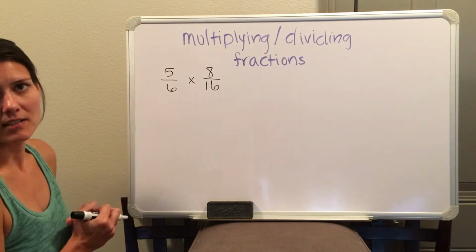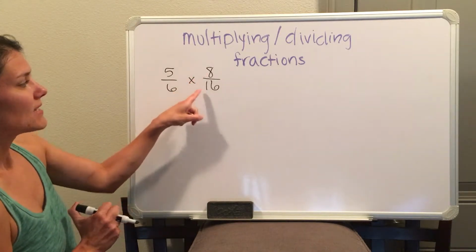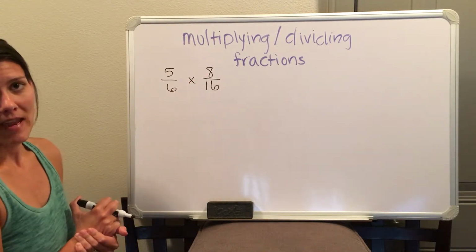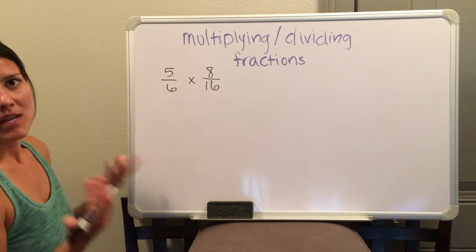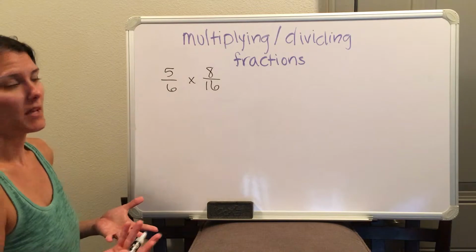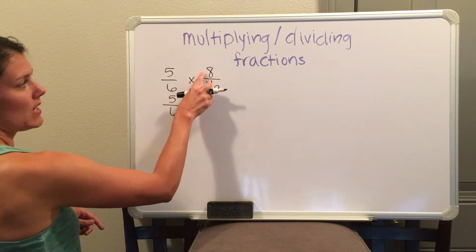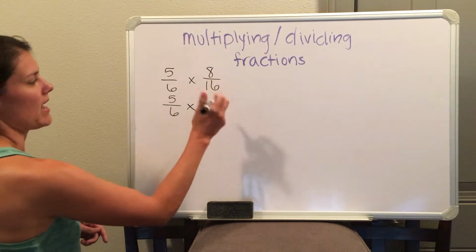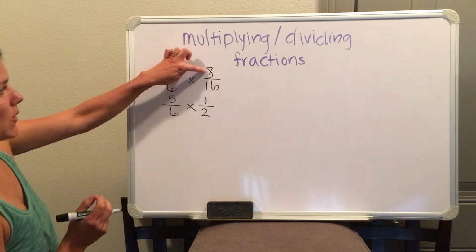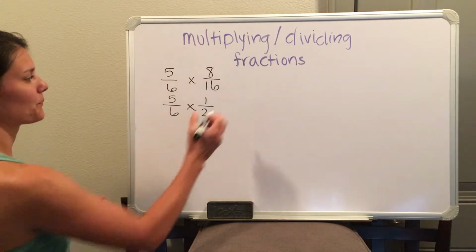5 and 6 do not share any common factors, so it cannot be reduced. But 8 and 16 both share a factor of 8. So I can divide the top and the bottom both by 8 and make the fraction a little bit simpler before we multiply. So I will rewrite 5/6, and then 8 divided by 8 becomes 1, and 16 divided by 8 becomes 2. So 8/16 reduces to 1/2, and it's much easier to multiply.